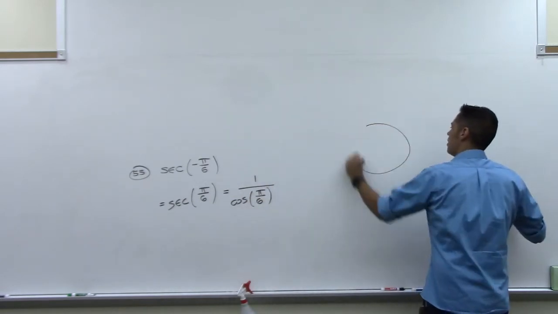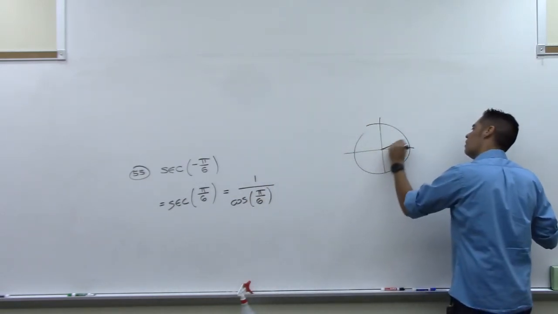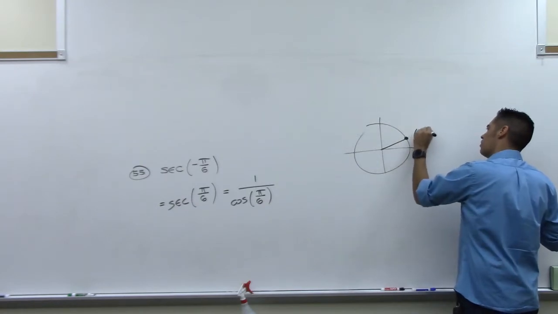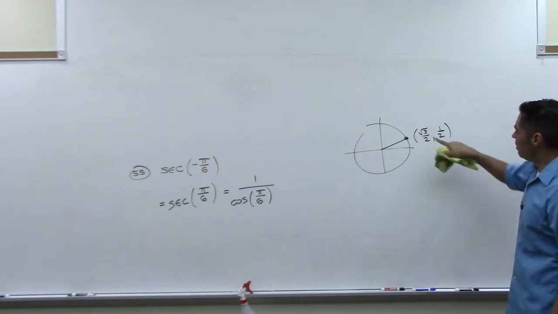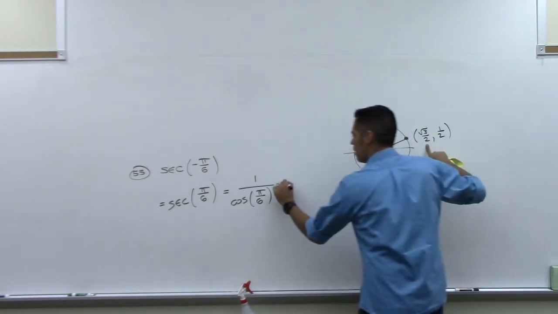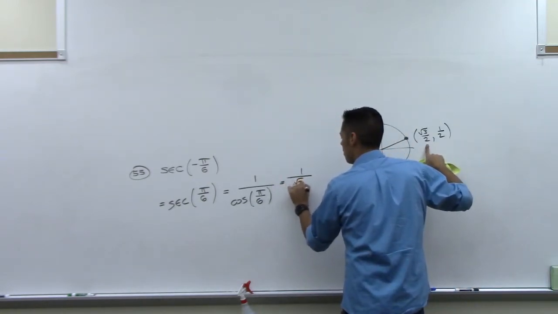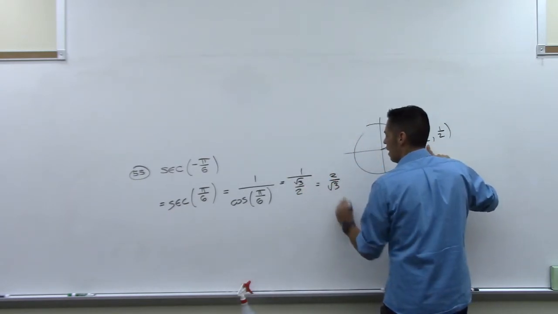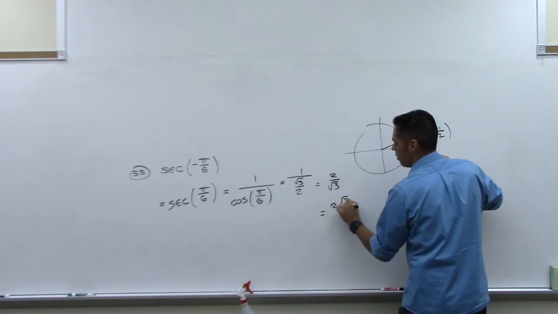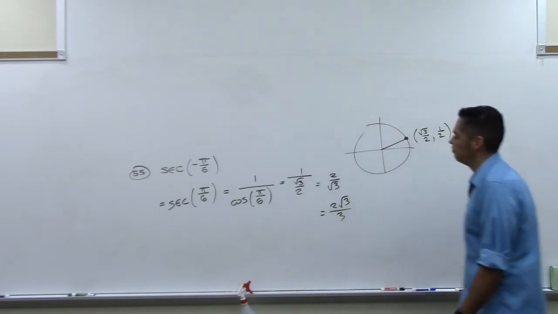So we go to pi over 6, right here. This is root 3 over 2, 1/2. Cosine is the x coordinate, which is this one. So it's 1 over root 3 over 2. And so you flip it and it becomes 2 over root 3. And if you rationalize, I'll go ahead and do it this way. If you rationalize, you'll get this.